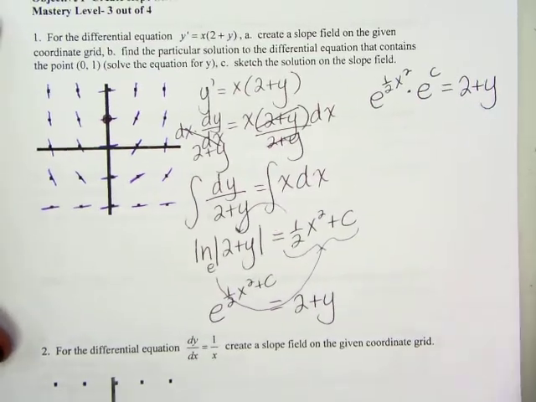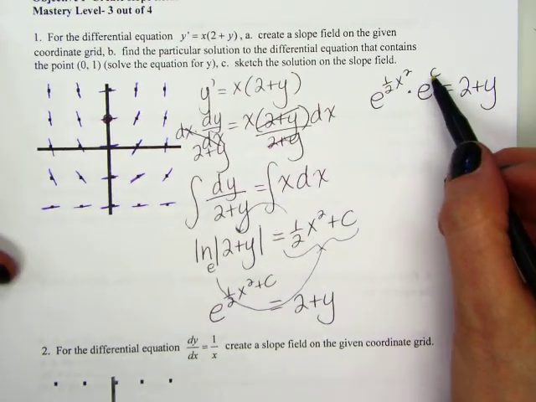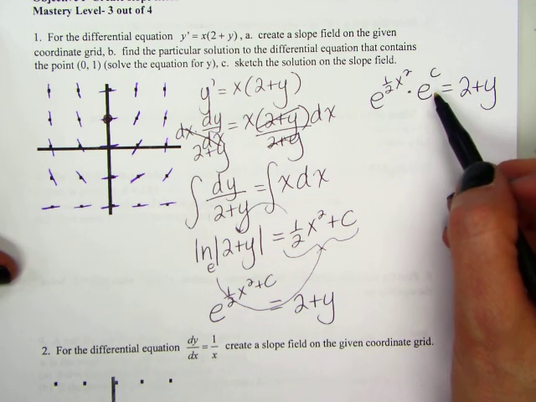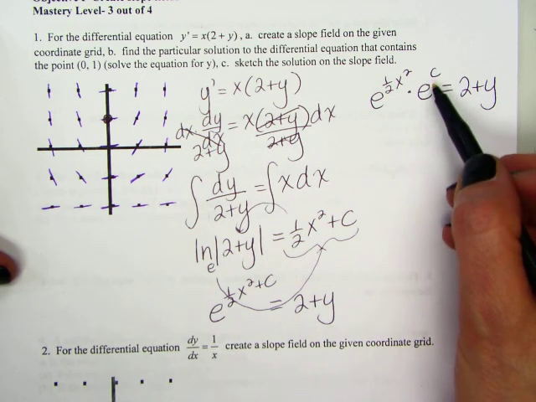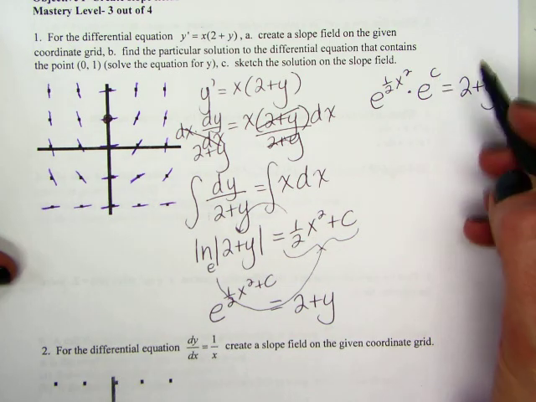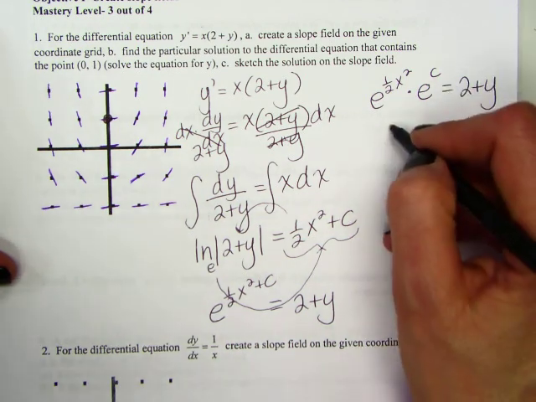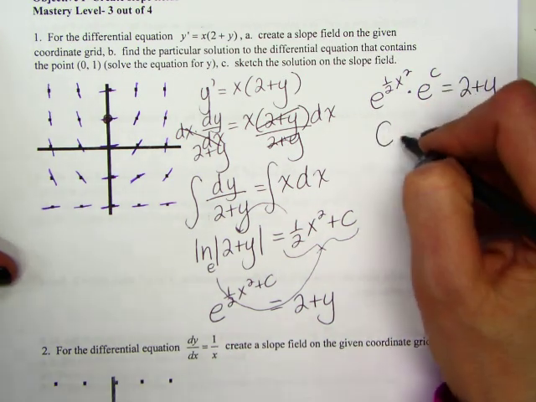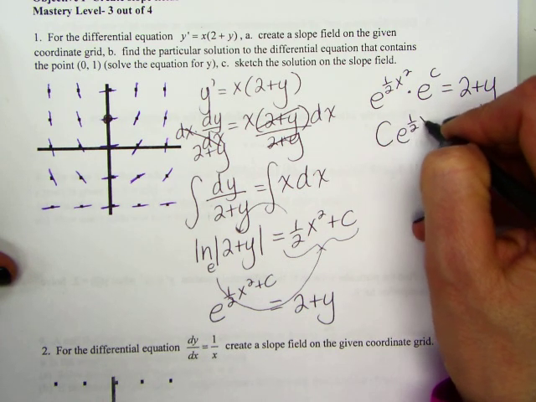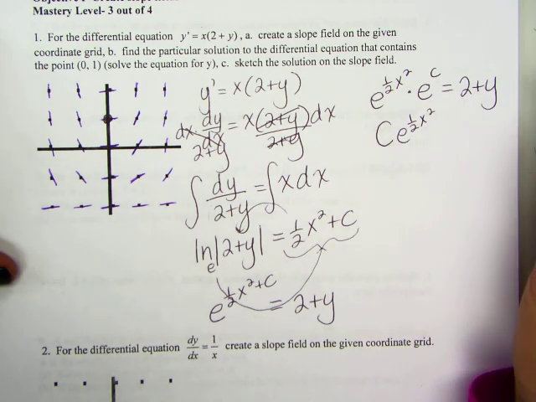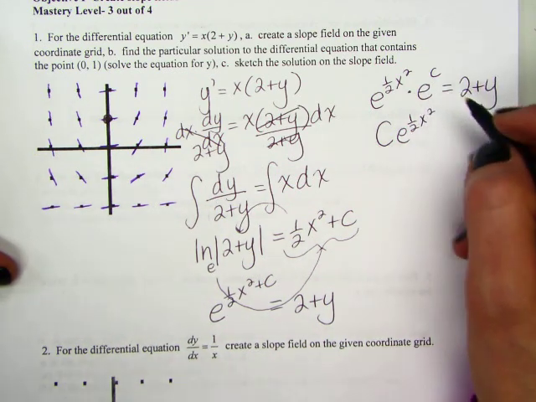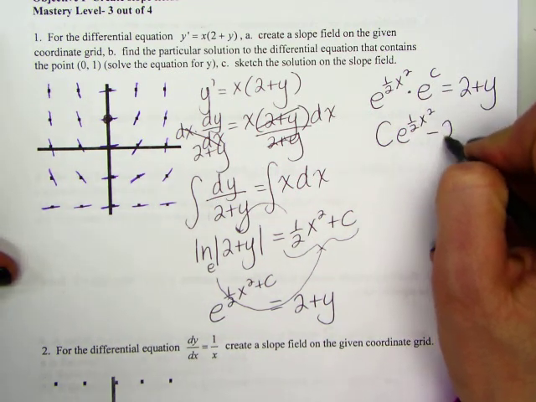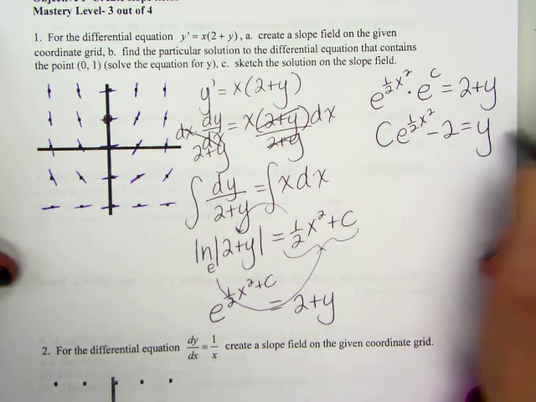But again, for ease in calculation, if e to the c is a constant, why not just call it a constant rather than e to the c? That's going to make it difficult for us. So we're going to change e to the c to big C, and e to the 1/2 x squared would stay that. Connor, are you here? And then you would subtract 2 from both sides, and then you would get just y.